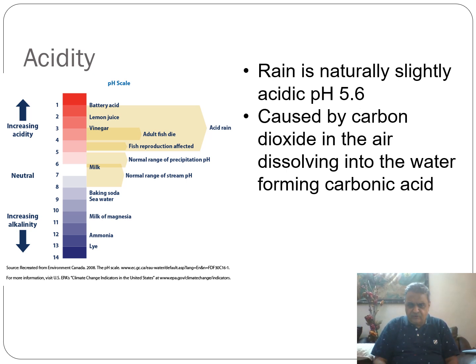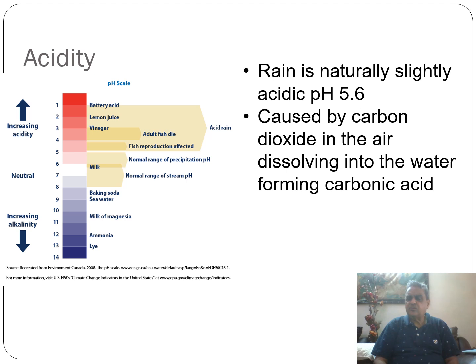The normal range of stream pH is 6 to 8. Baking soda and seawater is 8 to 9. Milk of magnesia is 10 to 11. And ammonia is 12 and lye is 13. So acid rain is naturally slightly acidic, at pH 5.6. It is caused by carbon dioxide in the air, which dissolves in the rainwater, forming carbonic acid.